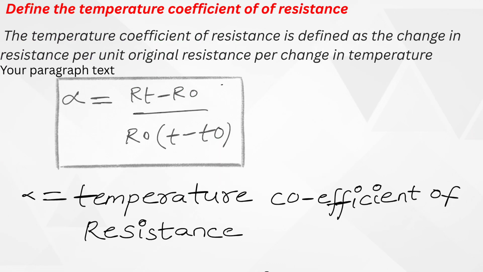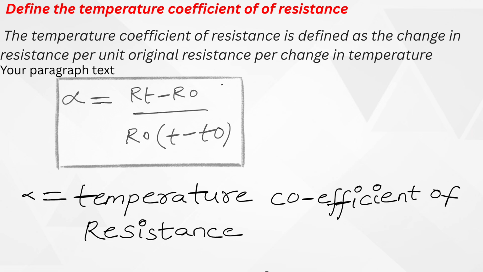Our last topic is the temperature coefficient of resistance. It is defined like this: suppose there is one original resistance. When the temperature is changed, according to the temperature change, the resistance will change. That is known as the temperature coefficient of resistance. It is defined as the change in resistance per unit original resistance per unit change in temperature.